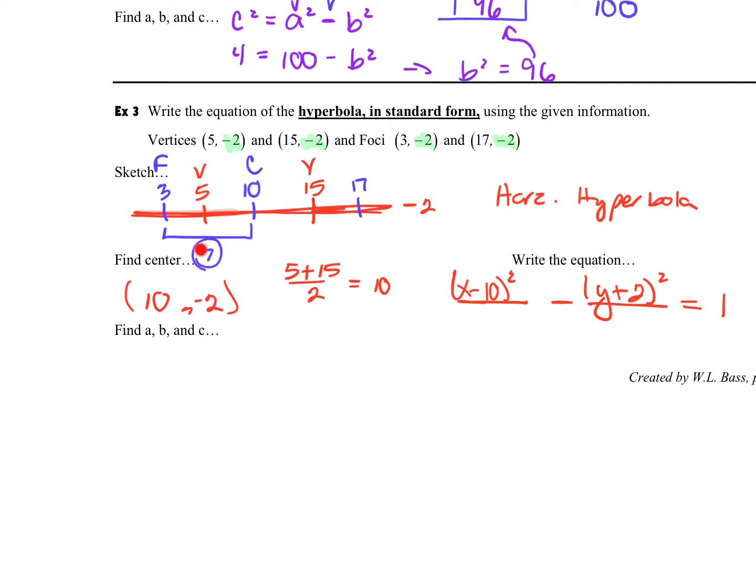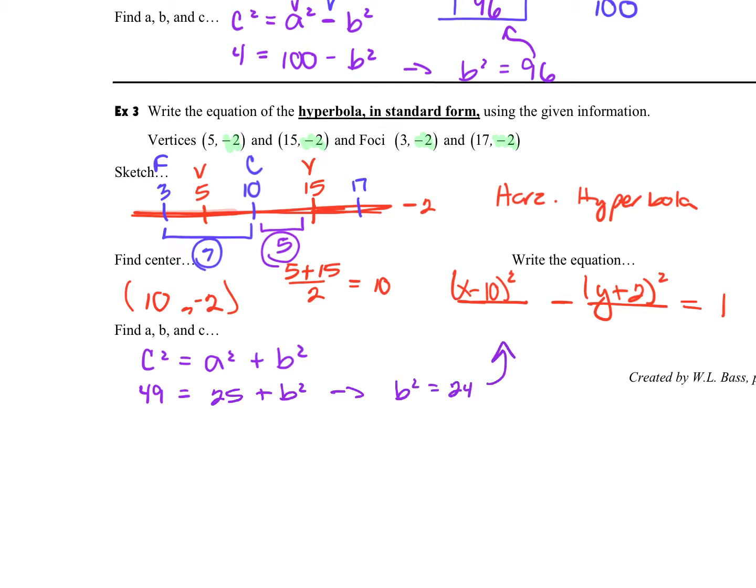So now I'm going to use this 7, and I'm going to use the distance from the center to the vertices of 5. I'm going to use those values in my equation of c squared equals a squared plus b squared. The distance to the foci is c, so I'm going to fill in a 49. The distance to the vertices is 5, so I'm going to fill in a 25. And there's my b squared. So now I can actually calculate that that b squared is 24.